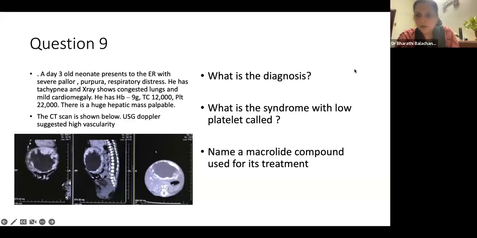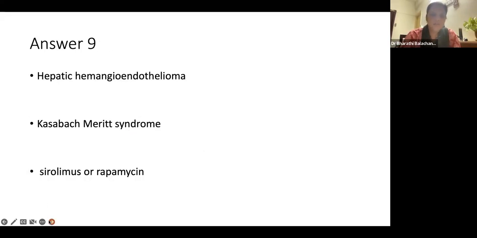Yeah, so Dr. Hari Babu has said this is called hemangioma or hemangioendothelioma. The other presentation would be a hepatoblastoma, which can also present, but that would be less vascular when compared to a hemangioendothelioma. And the syndrome with low platelets is called Kasabach-Merritt. And the macrolide compound which is used, so usually first line treatments are propranolol or dexamethasone. Macrolide compound is sirolimus or rapamycin.